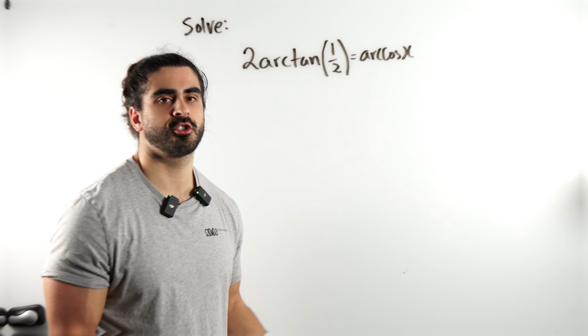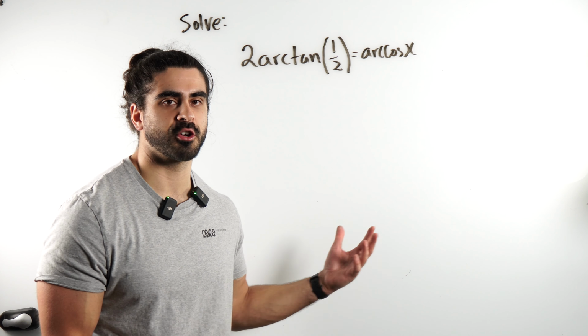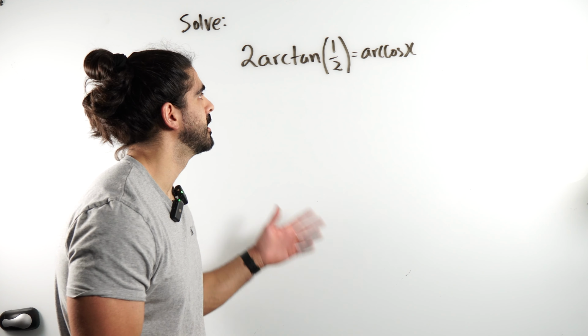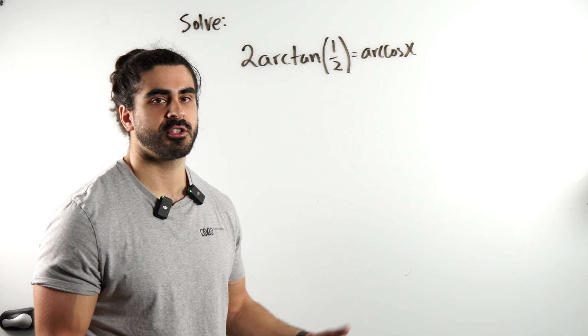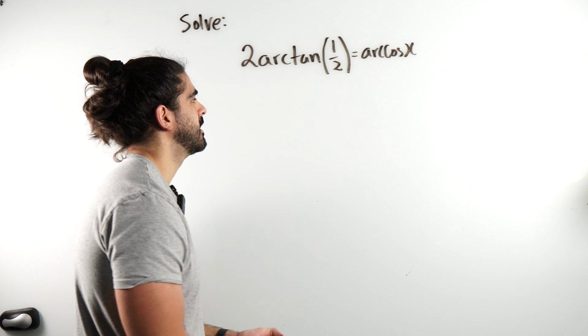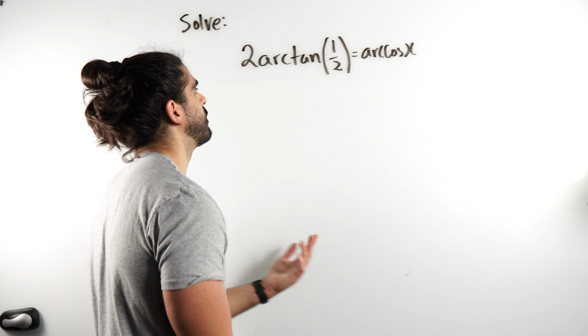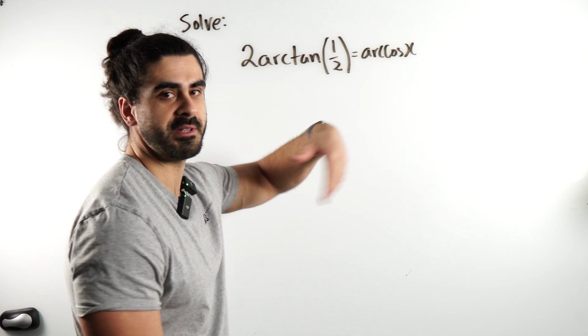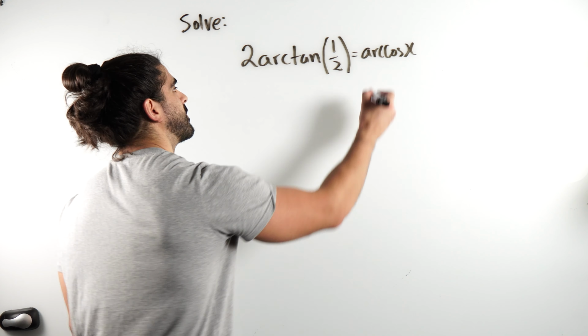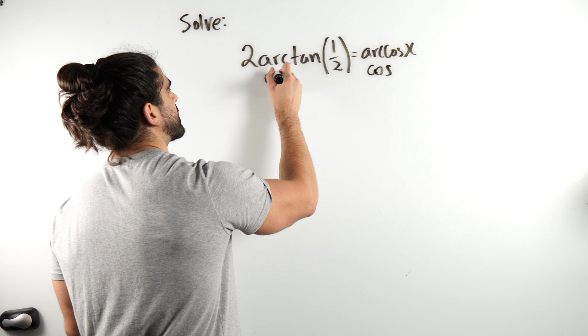Easy. Nice. Solve this question, which was asked at Greg's the other week. A student let me know it was a 1-mark question, so it must be really easy. Solve 2 arctan half equals arccos x. So we're solving for x, obviously. Arccos means inverse cos, so we're going to get rid of that. Do cos both sides.